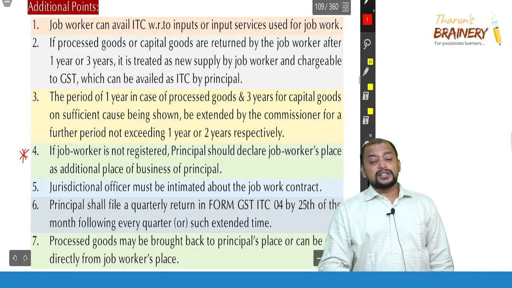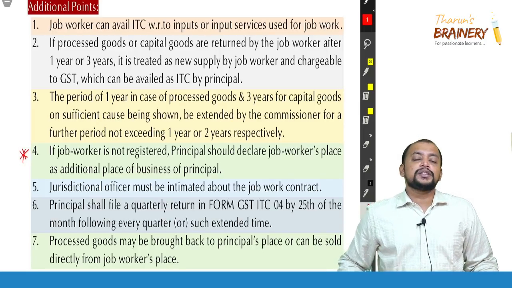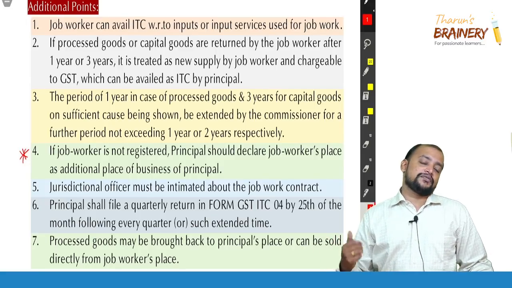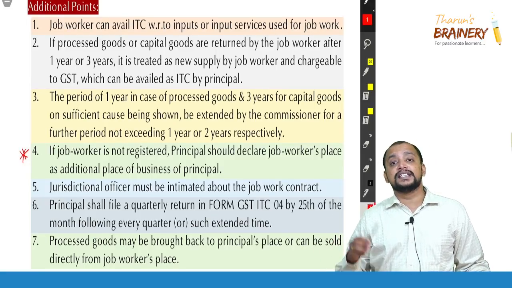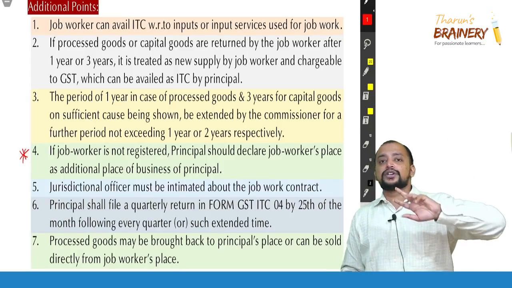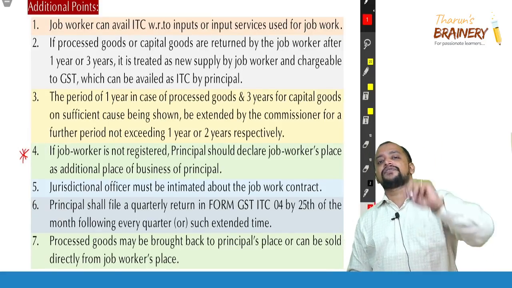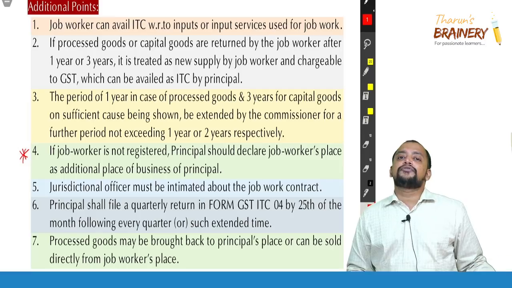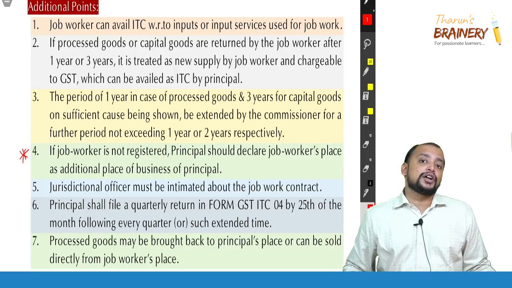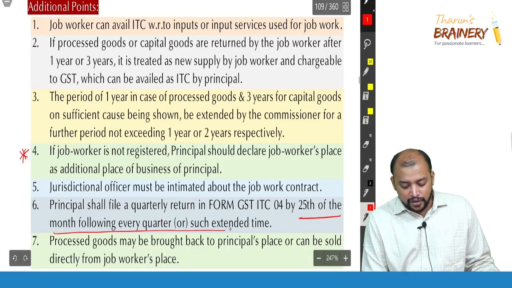Then, the jurisdictional officer should be informed about the job worker contract, and the principal should declare what goods are sent to the job worker and received from the job worker in a form called ITC 4. ITC 1 is availment of ITC on closing stock, ITC 2 is transfer of ITC, even 2A also, ITC 3 is reversal of ITC on closing stock, ITC 4 is goods sent and received from the job work. ITC 4 is to be filed on a quarterly basis by the 25th of the month following every quarter.